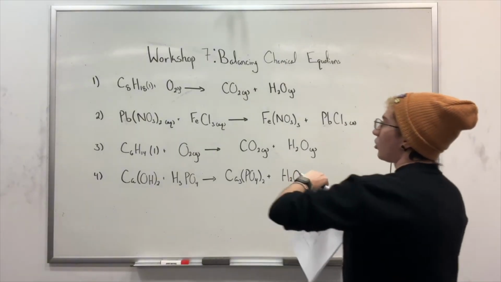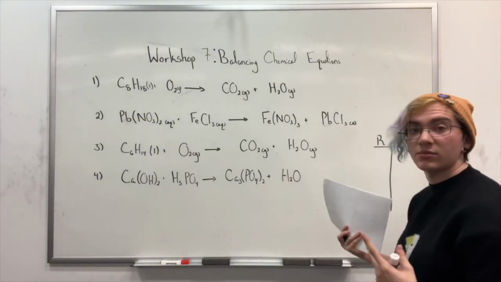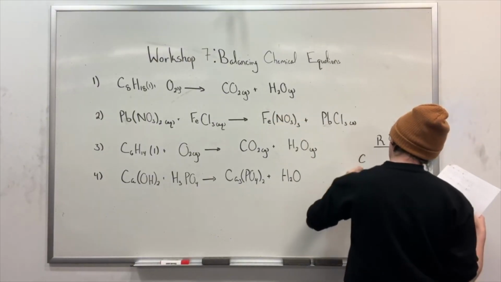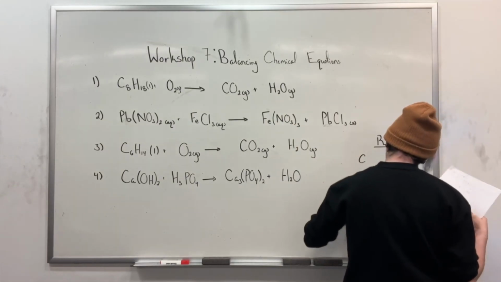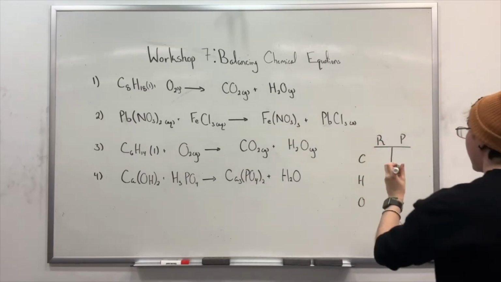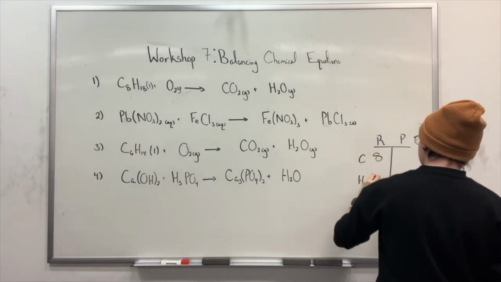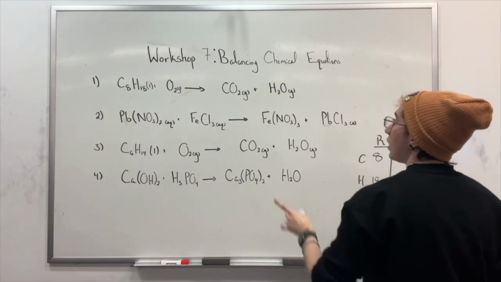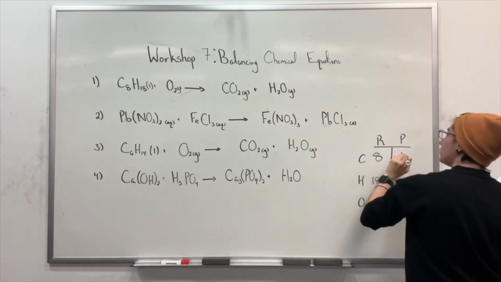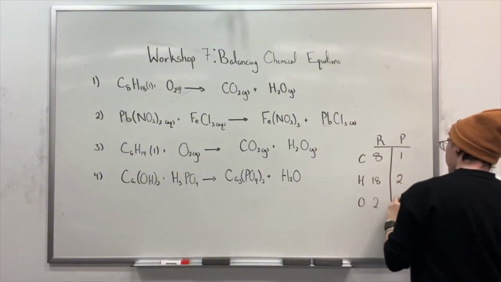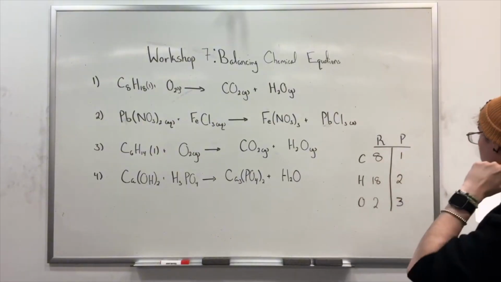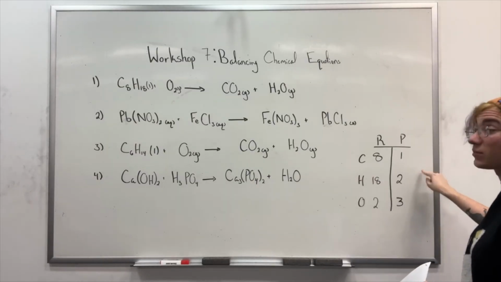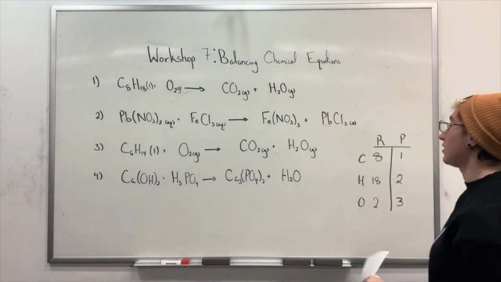A lot of combustion reactions are also going to have similar, if not the same, elements to be working with: carbon, hydrogen, and oxygen. So we're looking at carbon, hydrogen, and oxygen. On the reactant side, we have 8 carbon, we have 18 hydrogen, and we have 2 oxygen. And on the product side, we have 1 carbon, 2 hydrogen, and 3 oxygen. These numbers for the product side are also going to be pretty consistent, if not the same, for a lot of combustion reactions, since you're always making that carbon dioxide and water.